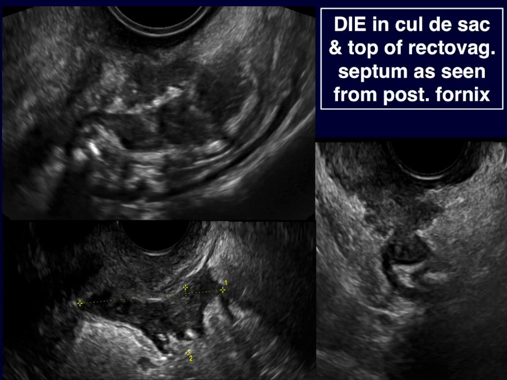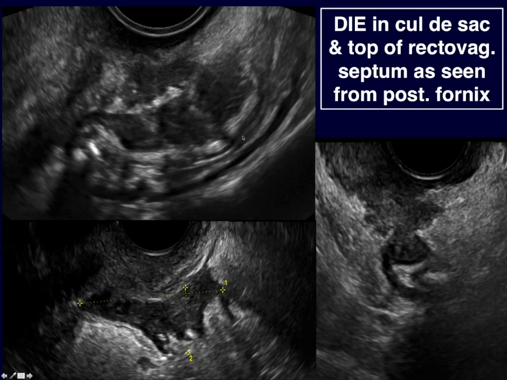So deep infiltrating endometriosis in the cul-de-sac is quite characteristic. It occurs at the top of the rectovaginal septum, and you can see it really best from the posterior fornix using a rather near view setting, because here we're only just a couple of centimeters deep. And this is an example of the mucosa here.